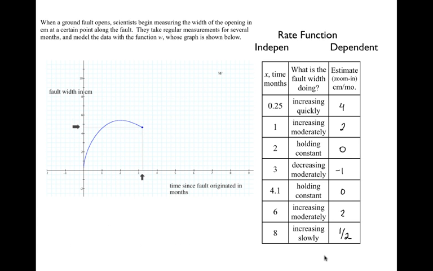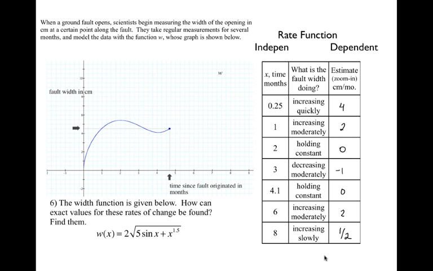Okay, so here is the width function. Now I want to find the exact values of rate of change. I don't want to approximate anymore. I want to find exact values of rate of change at these moments. Can you do it? Go.